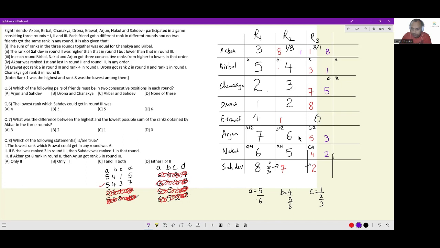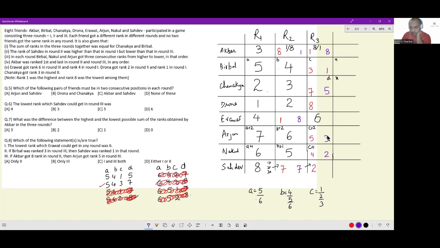Now in the second column, what all are we left with? 1, 2, 3, 4, 5, 6. 7 and 8 have to be distributed. Sahdev's rank has to get better, so he cannot get an 8. So he will still be 7, which would mean Eravat would be 8 here. Now for the third round, I have ranks 1, 2, 3.